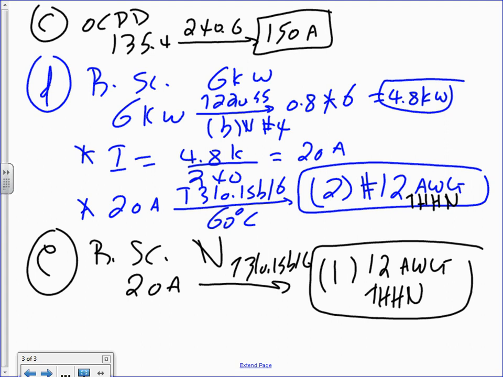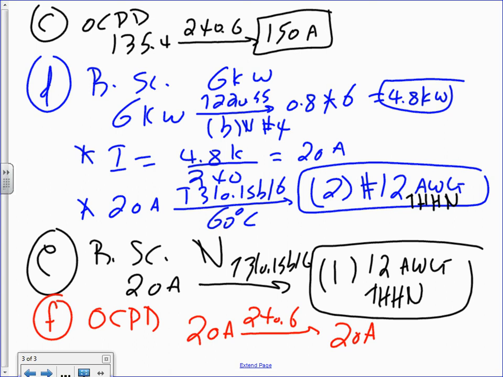The last one, guys, is F, the overcurrent protection device, which is a piece of cake. You take 20 and take it to 240.6, and that will get you a 20 amp two-pole circuit breaker. Any comments, guys? Any questions? 20 amp circuit.